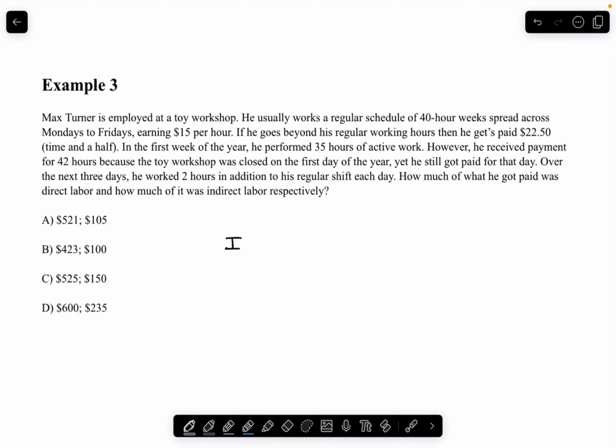So we start with I for idle time, O for overtime, R for regular time. We care about the hours, the rate, and the total. Let's read the problem. Max Turner is employed at a toy workshop. He usually works a regular schedule of 40-hour weeks spread across Mondays to Fridays, earning $15 per hour. So the rate that he gets paid for the regular hours is 15. We know that this number is always the same as this number, so already we have two things going on for us. Let's move on.